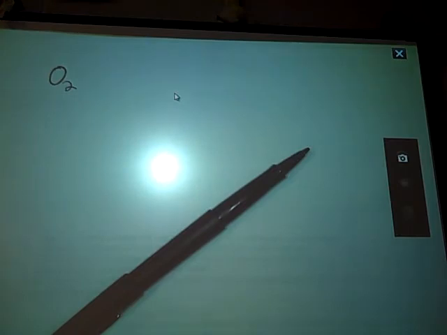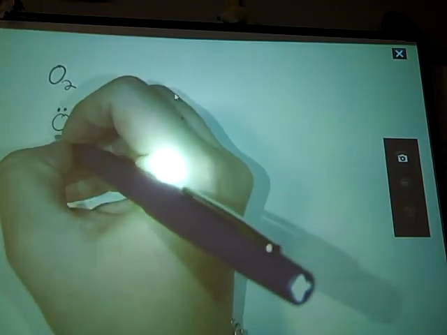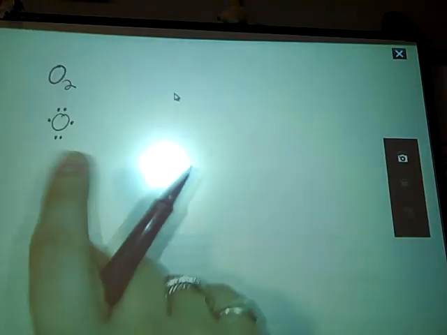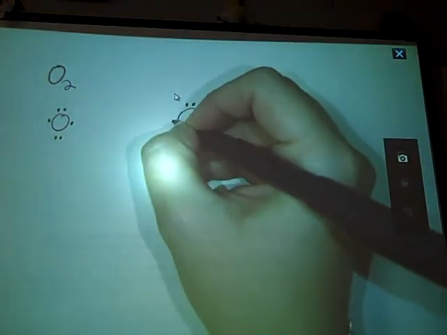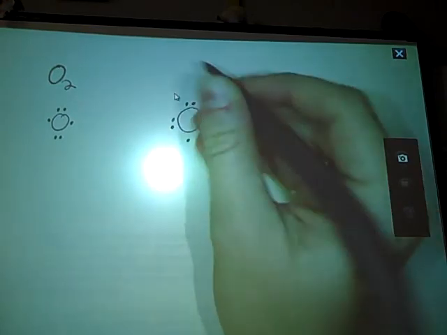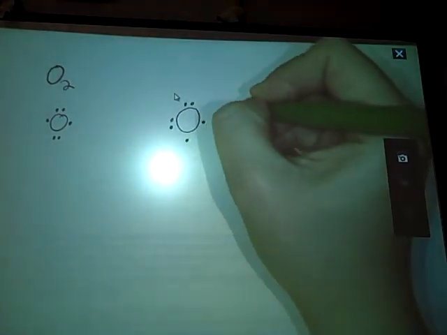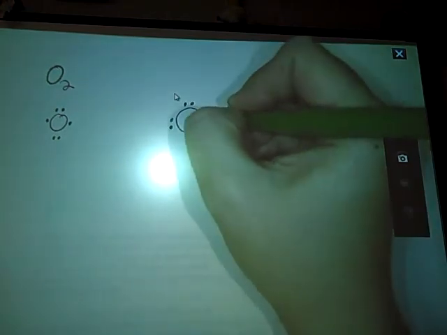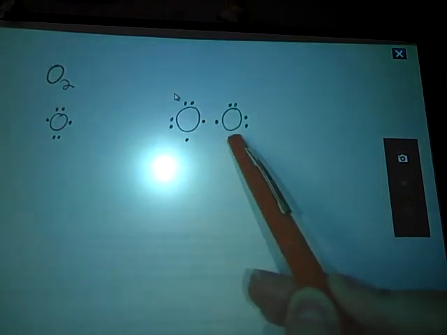So, my oxygen has 6 valence electrons, and I'm going to have 2 of those. Let me draw it a little bit bigger over here on the other side. 2 paireds, 2 unpaireds. Do my second oxygen in a different color, and we'll do green this time. Oxygen, 2 paireds, 2 unpaireds. So, I have 2 places on each oxygen where I need a buddy. I need one here, one here, one here, and one here.